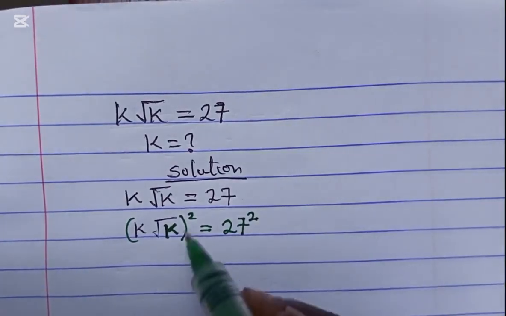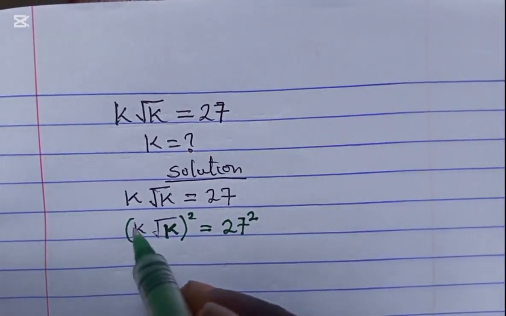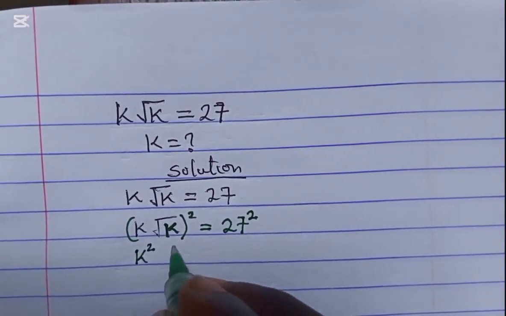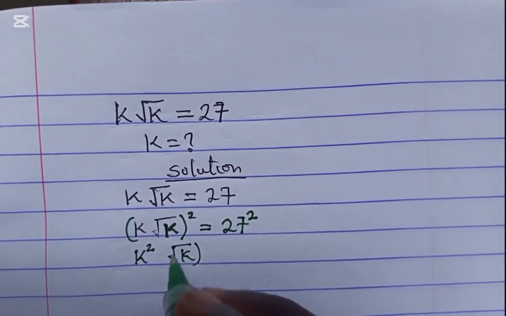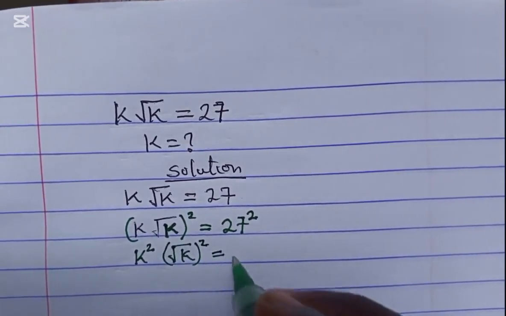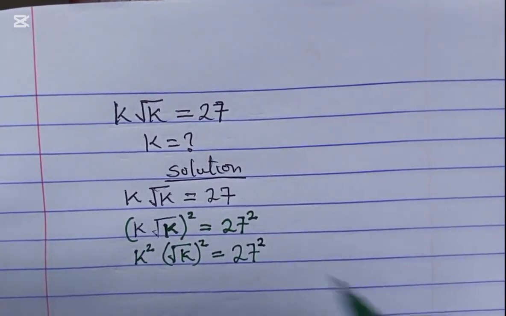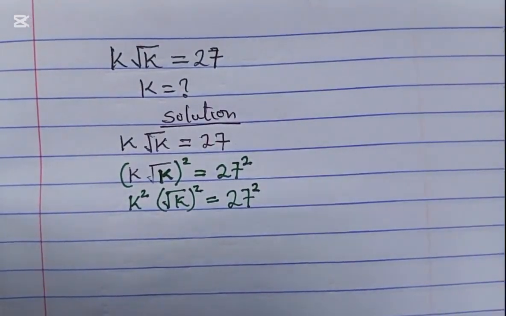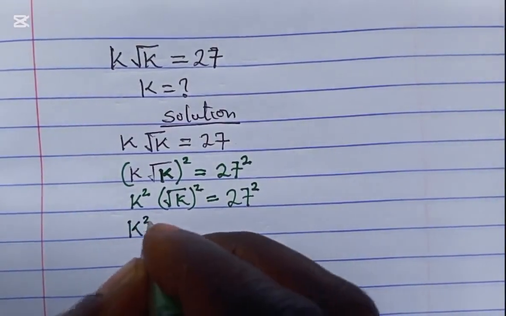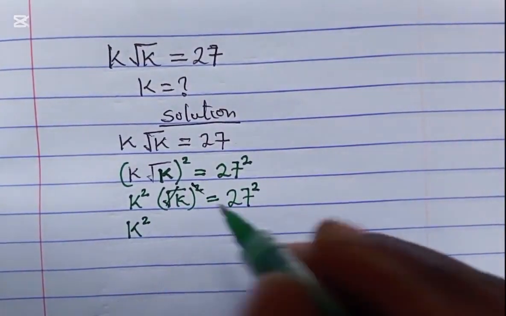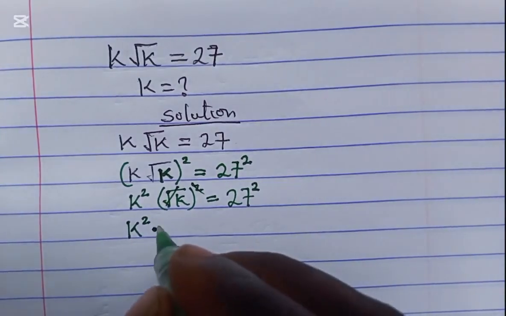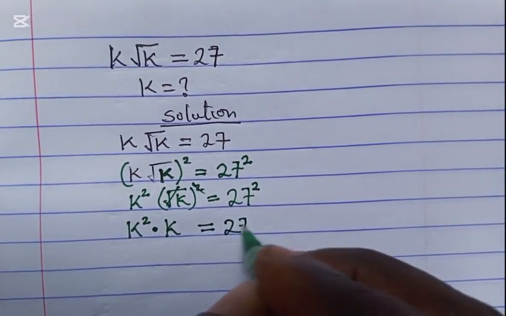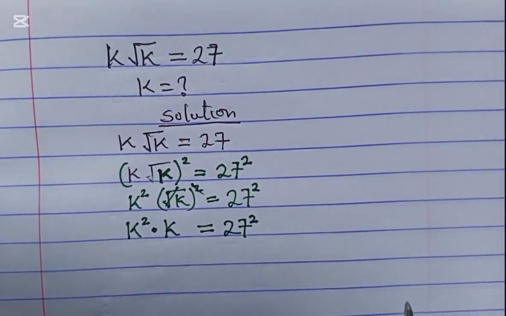what happened here is the square affects both k and the square root of k. So we have k squared, then the square root of k also squared, equal to 27 raised to the power of 2. Okay, so from here we have k squared, and the square and square root cancel, then multiply by k. We have our k, which is equal to 27 raised to the power of 2.